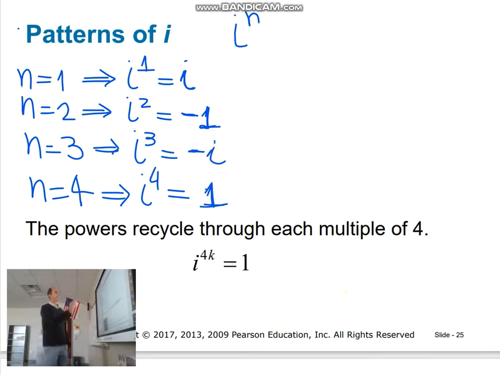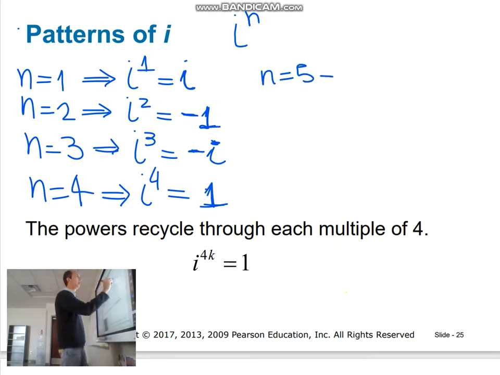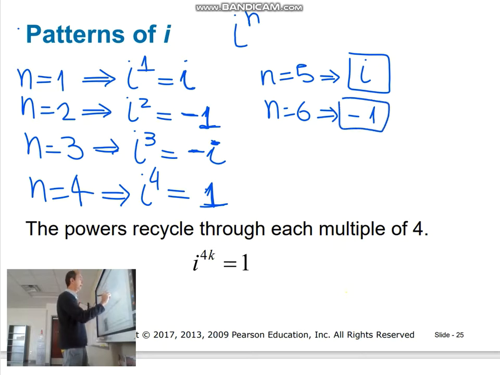Well, let me tell you something. If n equals 5, the answer is going to be this, i. If n equals 6, -1. n equals 7, the answer is -i.